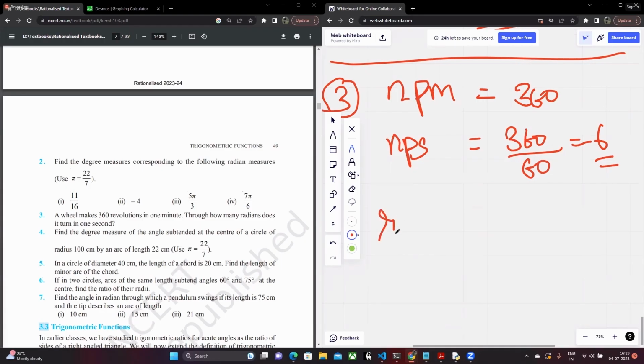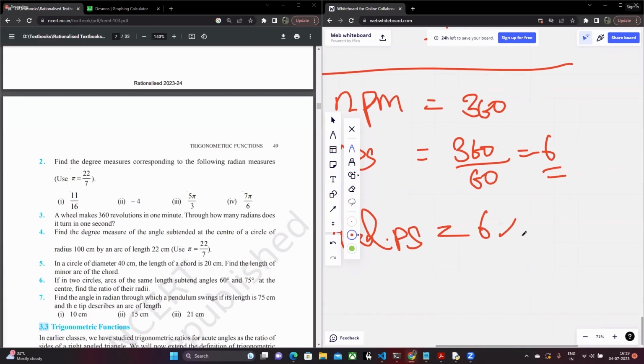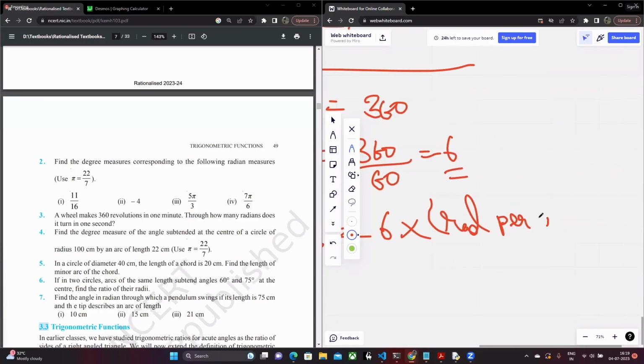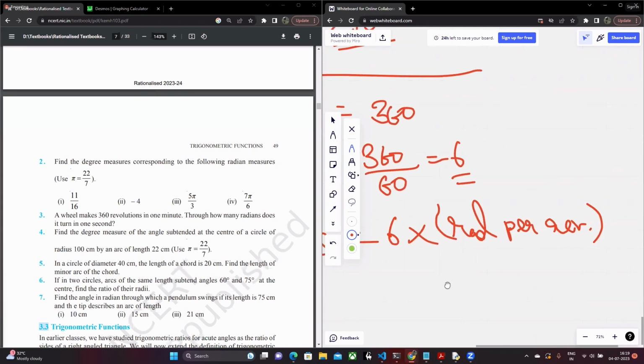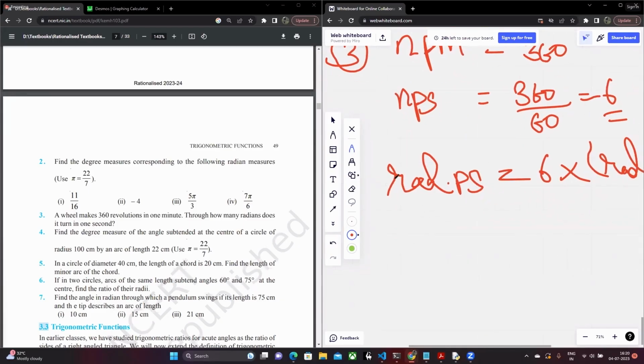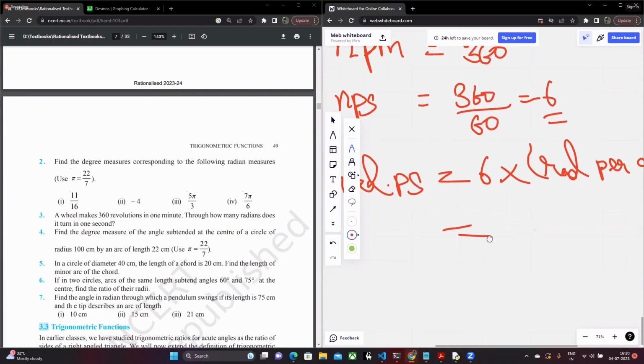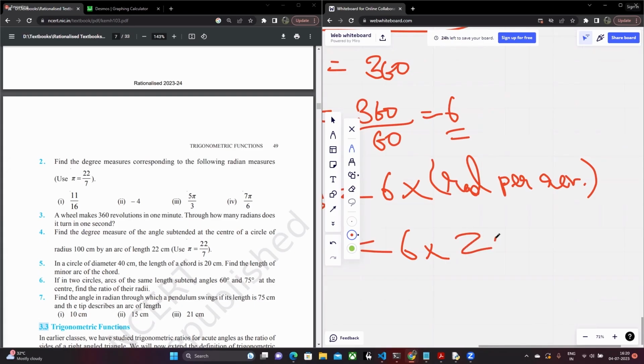Therefore, radians per second is going to be 6 into radians per revolution, because it turns 6 revolutions in a second. If you multiply 6 into the number of radians per revolution, then you get the number of radians it turns per second. So you have 6 into 2 pi, because 1 revolution is 1 complete circle, and 1 complete circle is 2 pi radians, because 2 pi radians is 360 degrees and 360 degrees makes a circle.